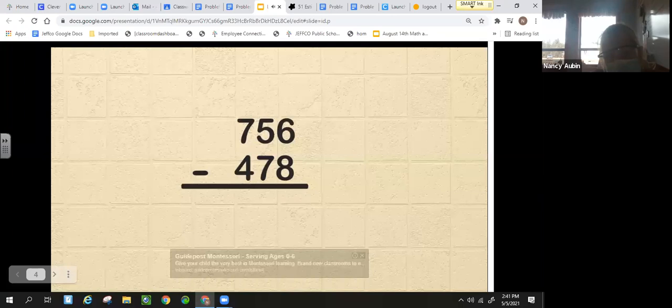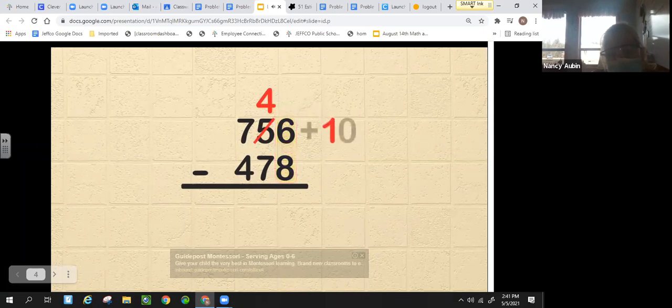Remember, the 5 in the tens column means we have 5 sets of 10. We need to borrow 1 set of 10. Cross out the 5 and write 4 above it to show we are borrowing 1 set of 10. Now we need to add this 1 set of 10 to the ones column.